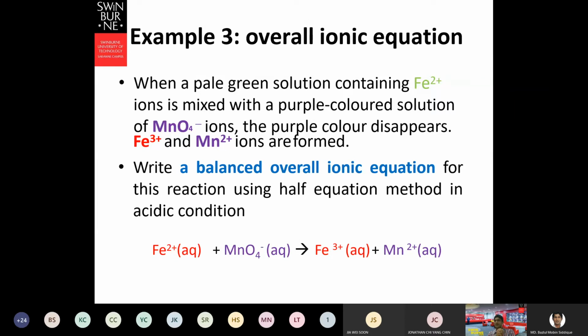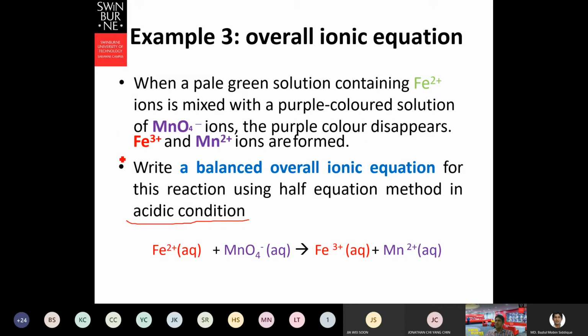So if we write a balanced overall ionic equation for this reaction using the half equation method in the acidic condition, this is something not to take lightly. It is giving us a big clue. Acidic condition means a lot of hydrogen ion, okay? A lot of hydrogen ion.